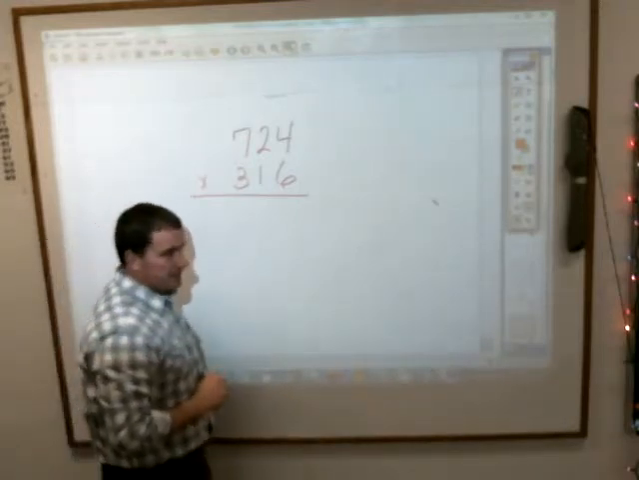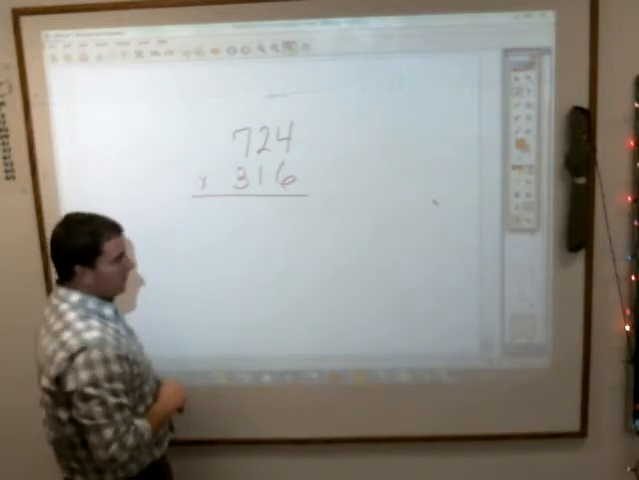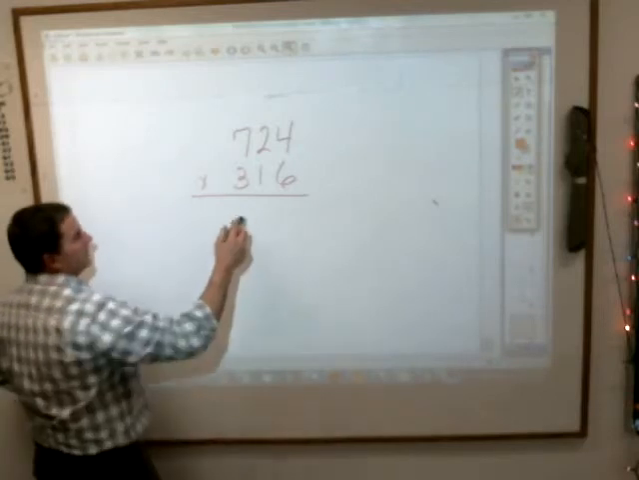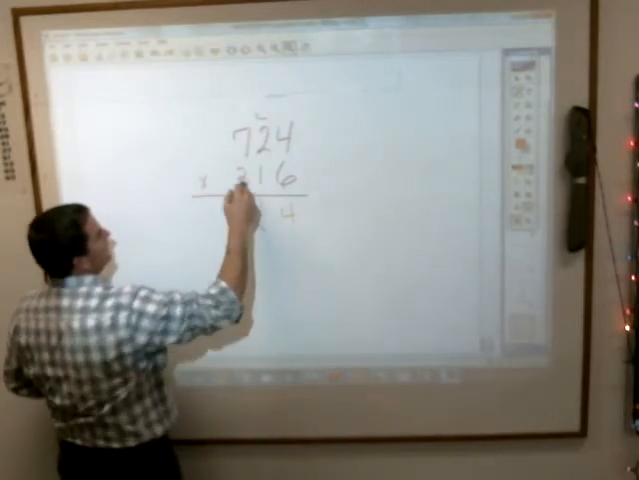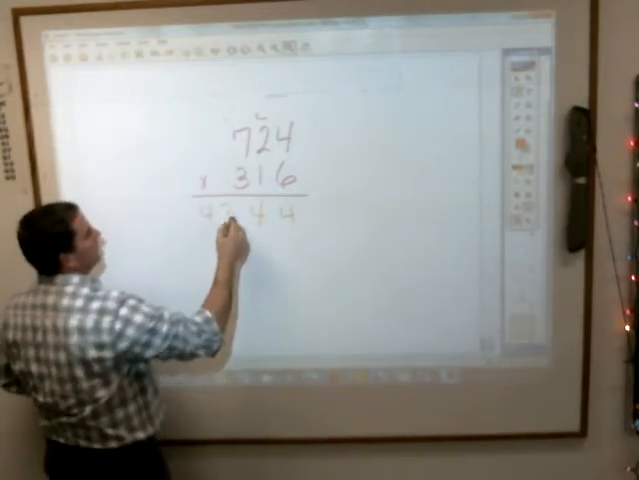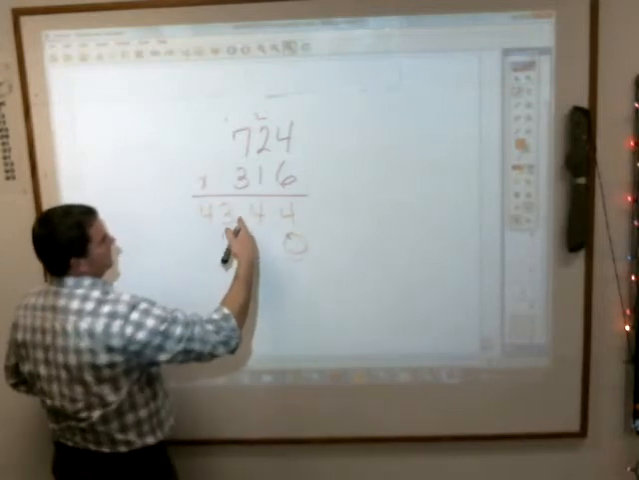All right, you should be done. Here's what it should look like. 6 times 4 is 24. Carry the 2. 12 plus 2 is 14. Carry the 1. 42 plus 1 is 43. Add a 0 when you get to the tens place.